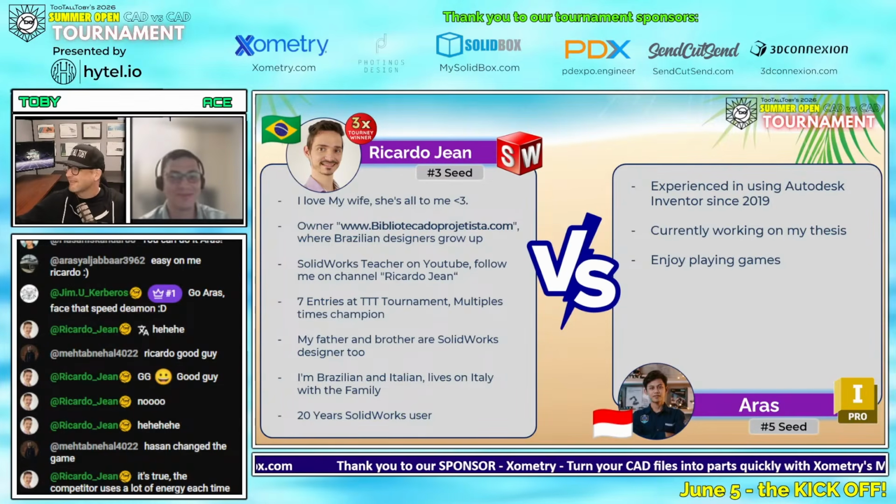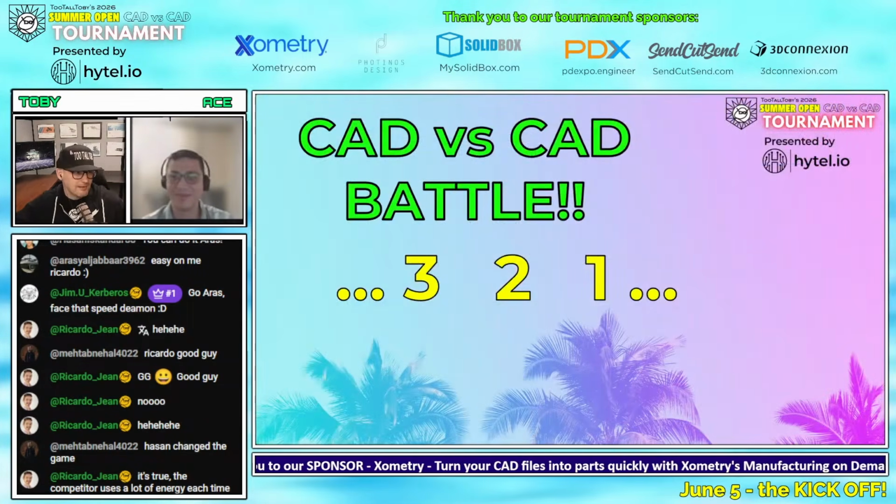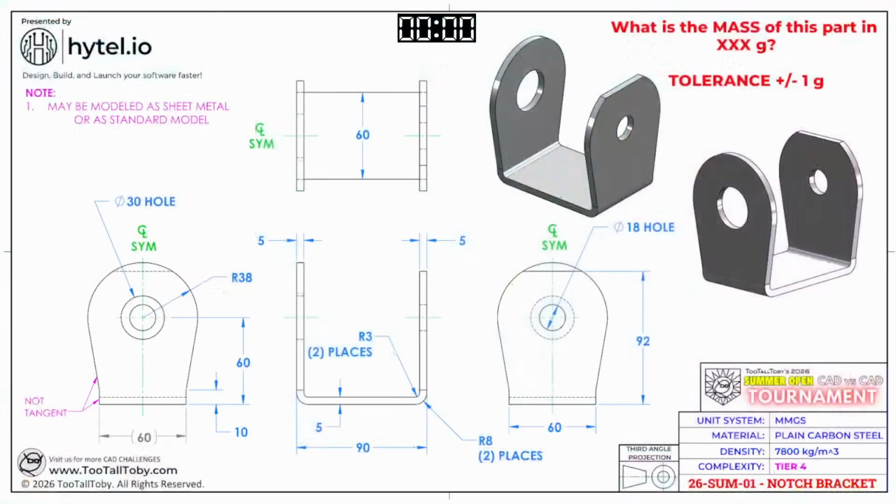Here we go. This CAD versus CAD battle begins in 3, 2, 1, go! What is the mass of this part in XXX grams? The tolerance is plus or minus 1 gram. It's in millimeters. It's in plain carbon steel. And there's a note that says this may be modeled as sheet metal or standard model. These guys can decide however they want to do it. So let's see what they decide here.